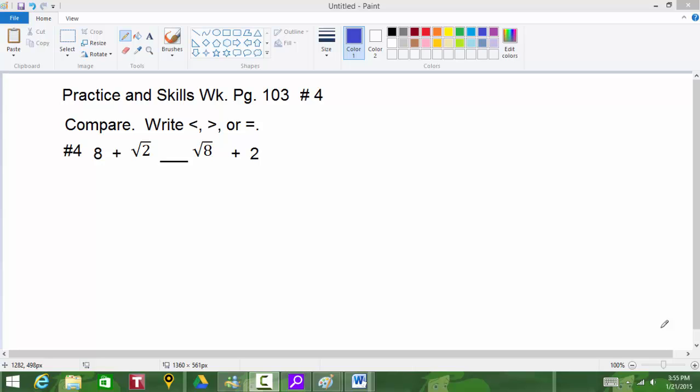Okay, this problem is going to be for the Practice and Skills workbook. It's page 103, problem number 4. Compare, write less than, greater than, or equal to. And they've given us 8 plus square root of 2. You're comparing it to the square root of 8 plus 2.